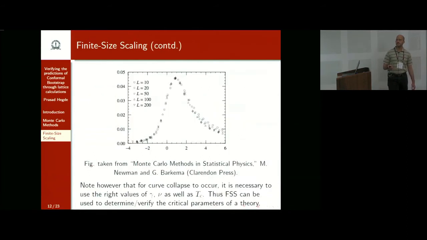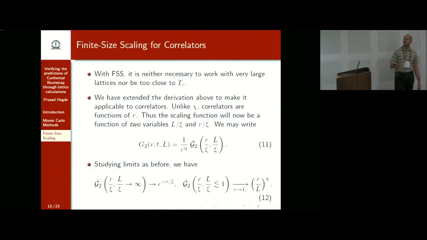Anyway, the thing about FSS is that close to the origin you will have the scaling law you want, but actually FSS gives you a function for a much wider range of the variables. So it's not necessary to work with very large lattices or be too close to Tc. So what I did with Atul and Anirudh was we said, okay, fine, we want to try something like this, but we want to extend it now for a correlation function. It's not a bulk observable, it's a correlation function. So let's play the same game.